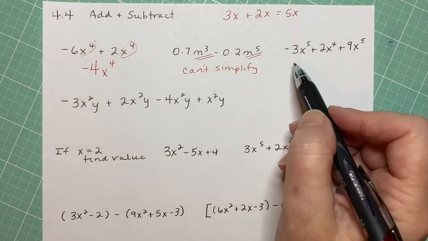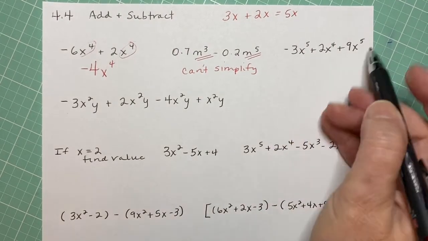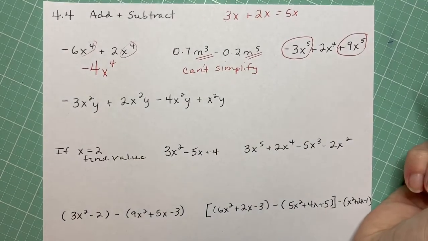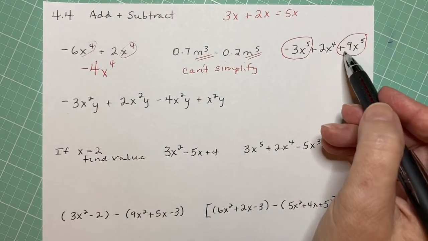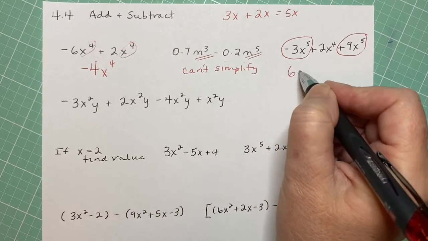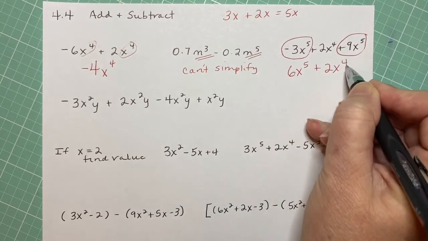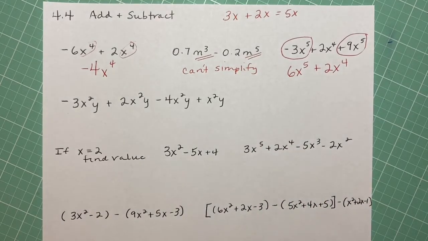So when we look at this next one, do you see we have an x to the 5th, an x to the 4th, and an x to the 5th? So the only ones we can combine are the x to the 5ths. So we say -3 and +9 is a +6. The x to the 5th stays the same, and that +2x to the 4th comes down. So you're just combining like terms.